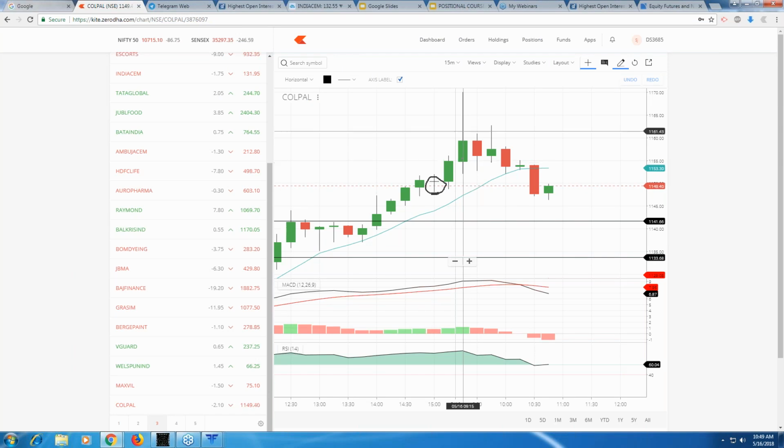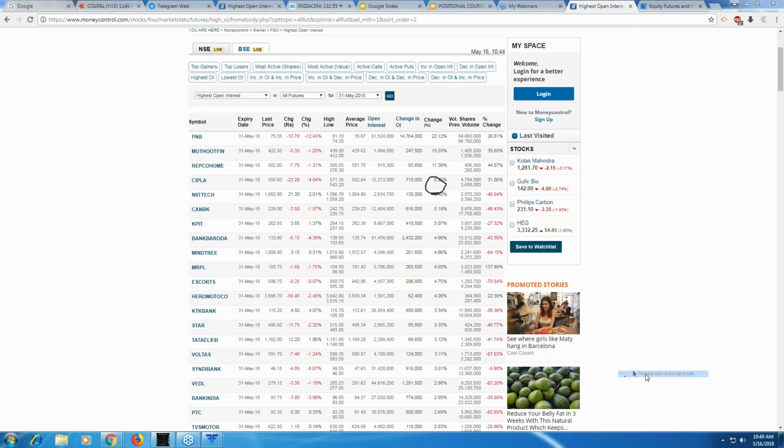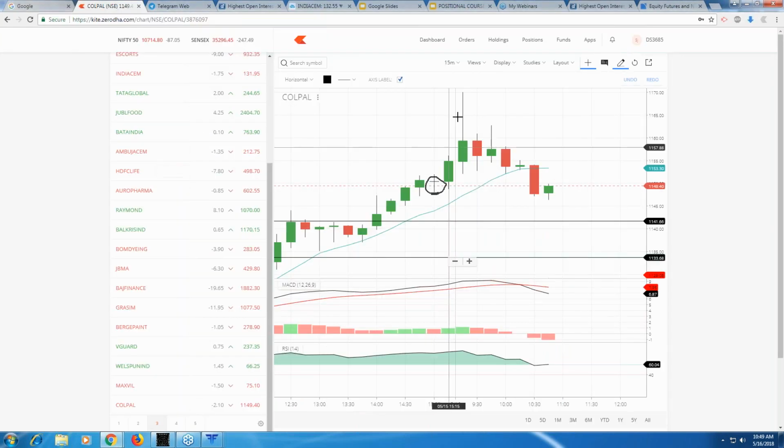And how did we get this? By being at the same place and checking where the open interest is increasing and the price is also going up, and then we carried it forward today, right?